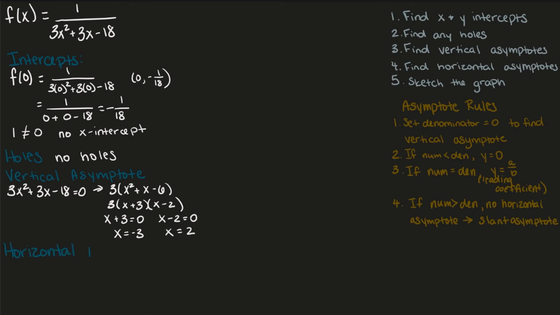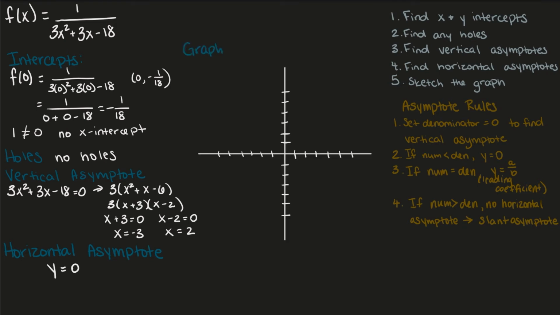For our horizontal asymptote, the degree of our numerator is 0 and the degree of our denominator is 2. So since the degree of our numerator is less than the degree of our denominator, our horizontal asymptote is at y equals 0. And the last step is to graph.